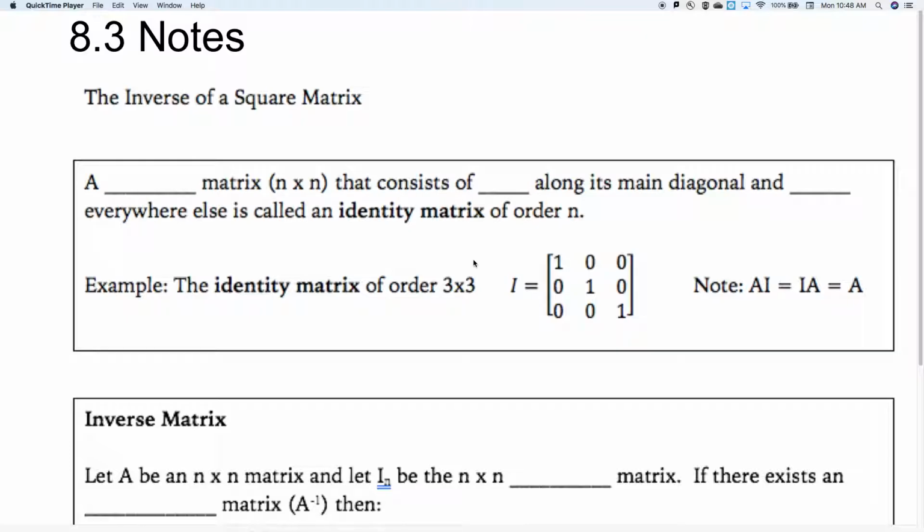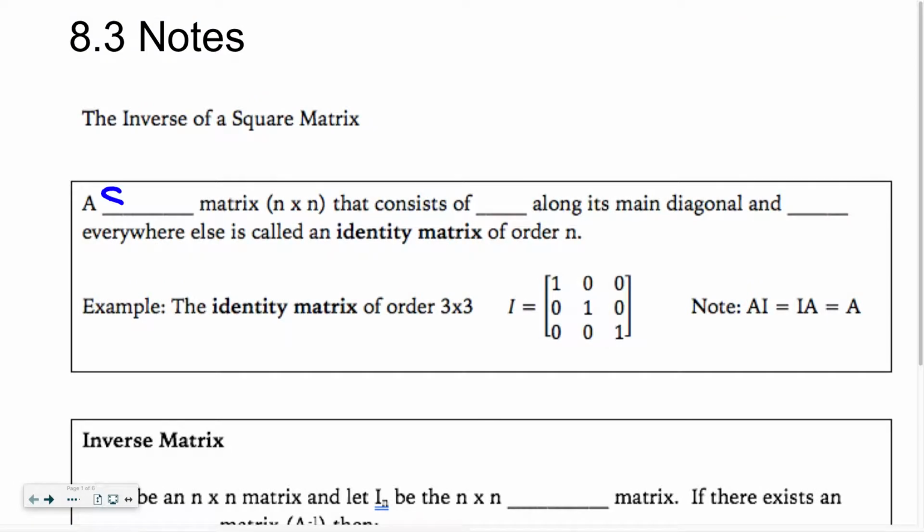The first one will start: a square matrix. And notice it's n by n, so that would imply its rows are equal to its columns. That consists of ones along its main diagonal and zeros everywhere else is called an identity matrix. So if you have a diagonal of 1s in a square matrix, zeros everywhere else, we'll call that the identity matrix. There's an identity matrix for 2 by 2, 3 by 3, 4 by 4, 5 by 5, and they all look the same.